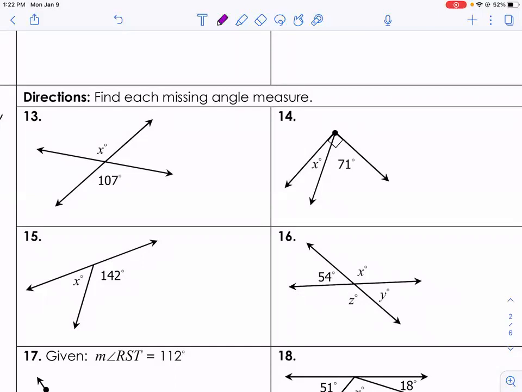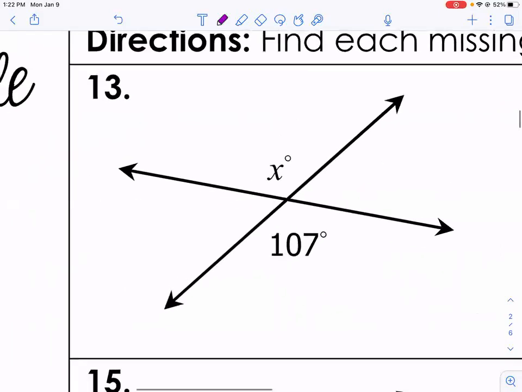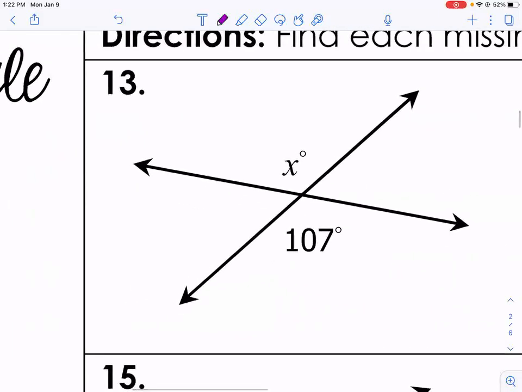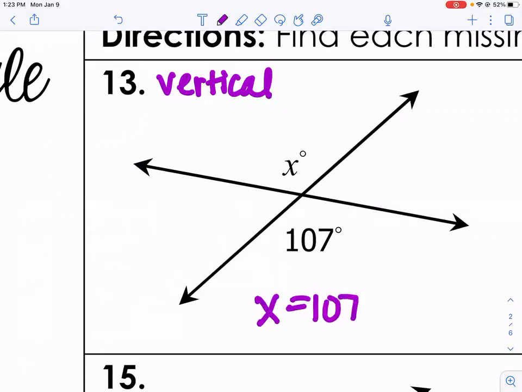All right. Eyes up here. Andrew, what kind of angles are these two in number 13? These are vertical angles. And Peyton, what do we know about vertical angles? They have the same measure. So Amy, what is X? X is 107 because those two angles have to be the same.